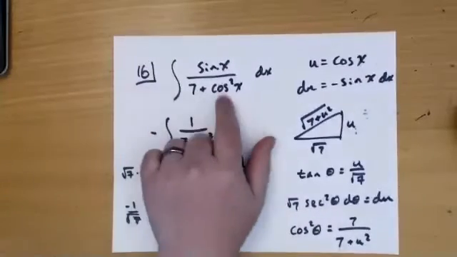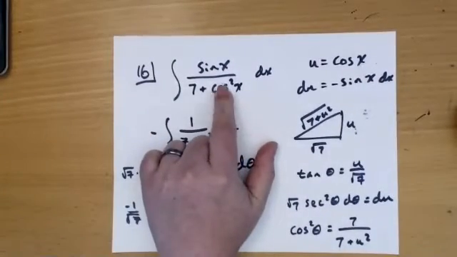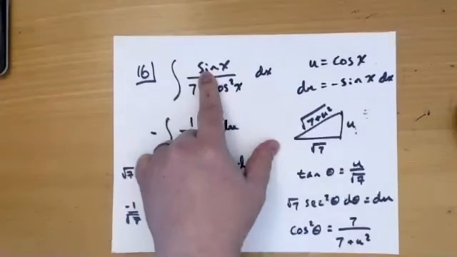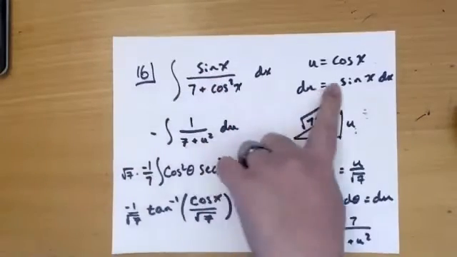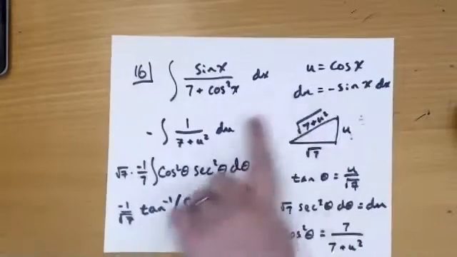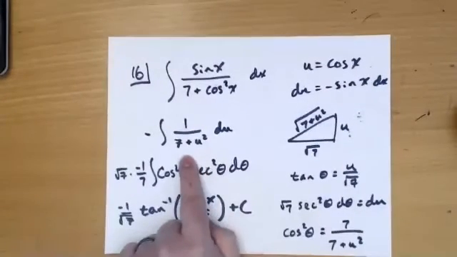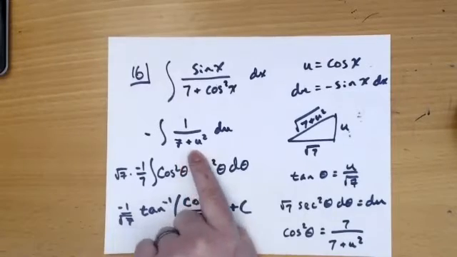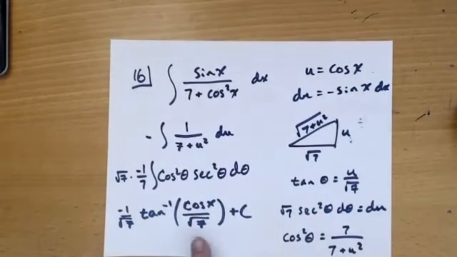Okay. 16, I noticed immediately that I have a cosine and a sine. I have a function and its derivative. So that told me that I should be using a substitution. And then I have a nice, pretty little trig, and then it becomes an arctangent problem.